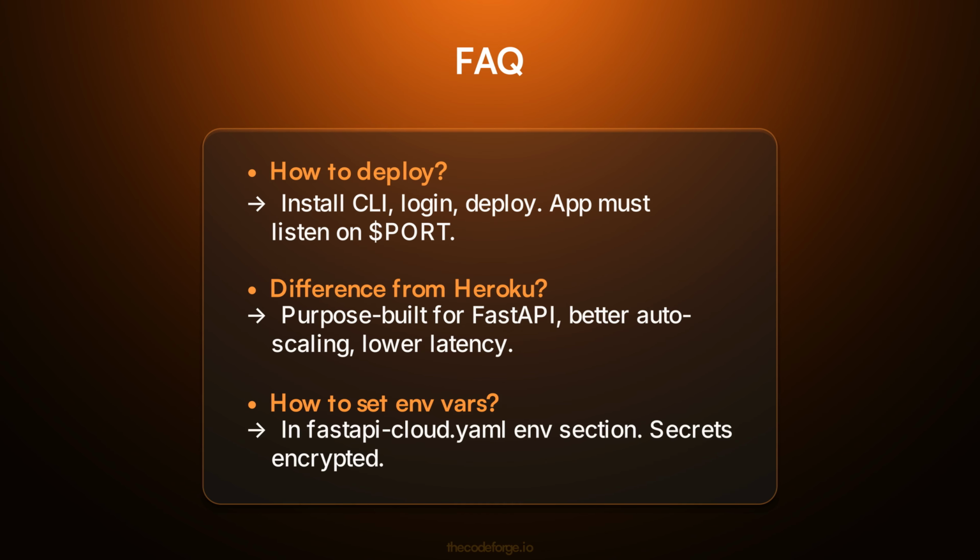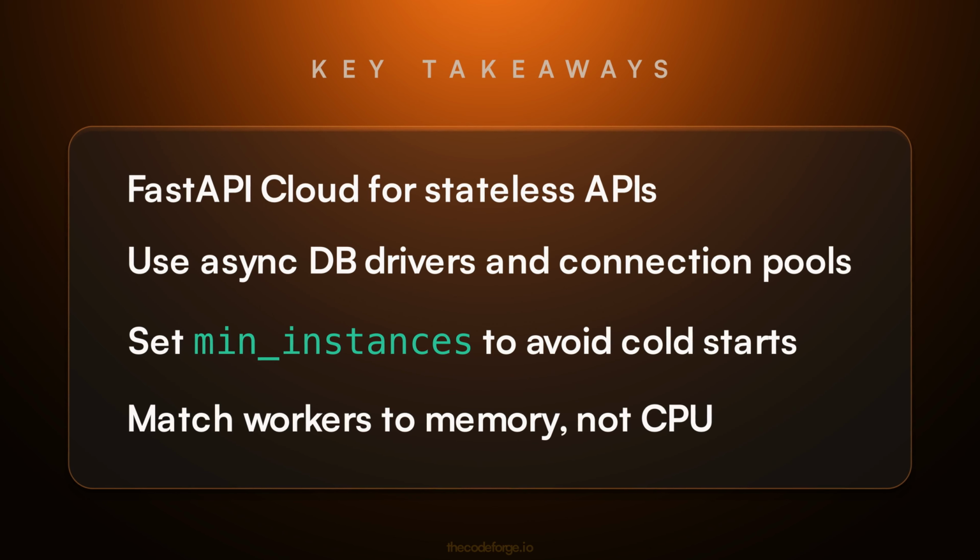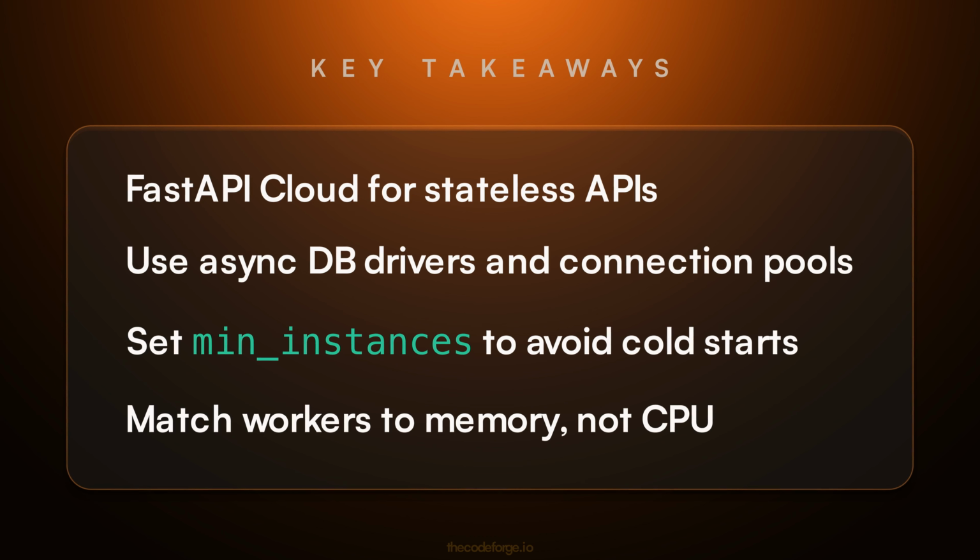Secrets are encrypted. To recap, FastAPI Cloud is great for stateless APIs. Always use async database drivers, set min instances for baseline traffic, and match worker count to available memory. Avoid it if you need GPUs, system packages, or compliance.